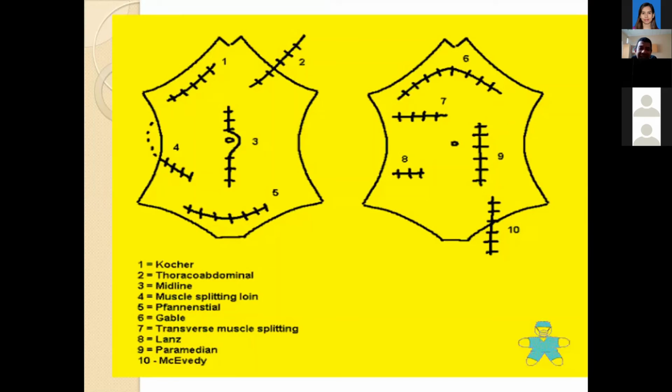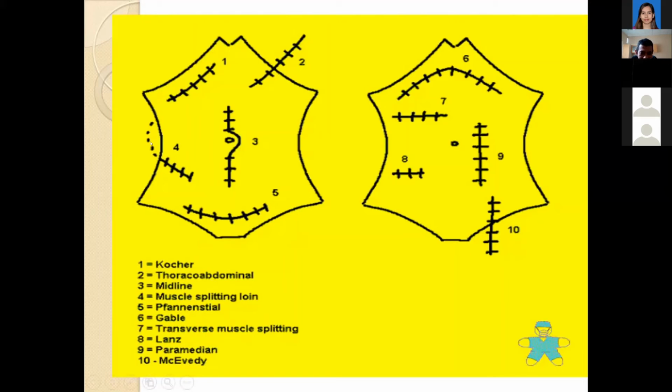So you must master all areas of incision, the types of incision, and what muscle is cut when you go through each incision. So that is anatomy of the abdomen applied in clinical practice. I think you are very familiar with Kocher's incision.